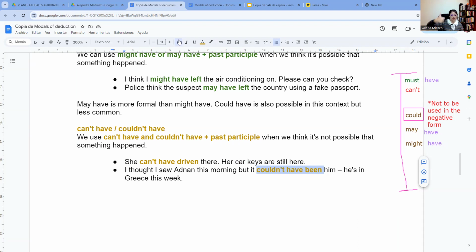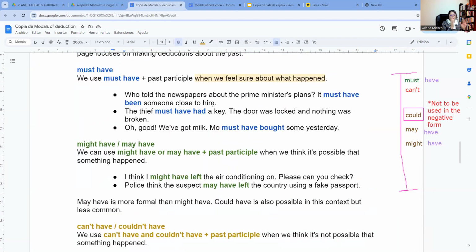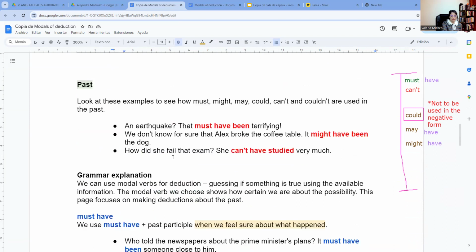So with must have, can't have, and couldn't have, you need a lot of evidence in order to use them. With may have and might have, it's not necessary for you to have a lot of evidence. You can just use it with some freedom because you are not showing that you're sure about it. It's just a theory, if you wish. So that's how you have to use it: the modal verb plus have plus the participle form. That's pretty much it.